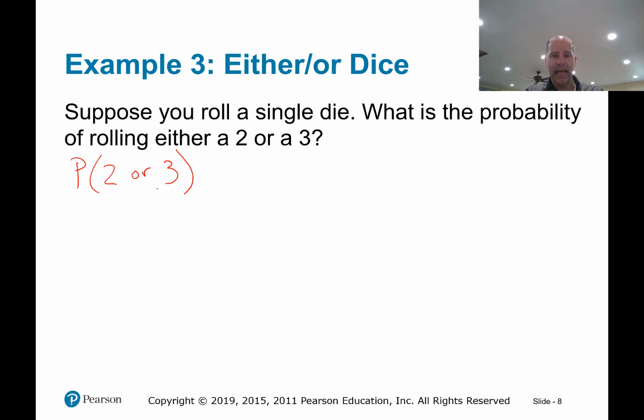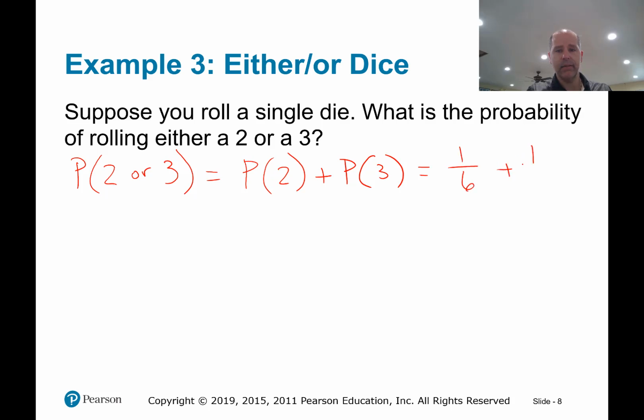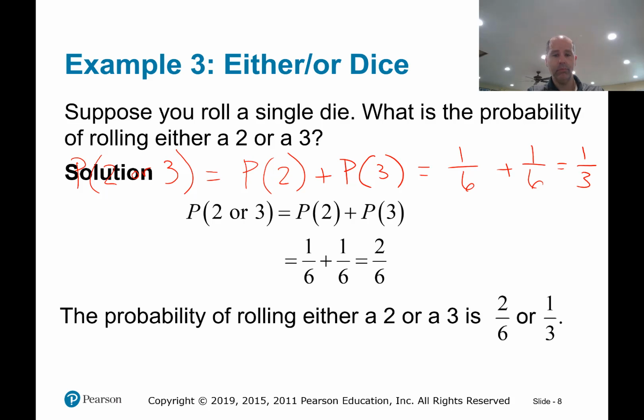If they cannot happen at the same time, then they are mutually exclusive, and we can use the simplified addition rule. And so it's just the probability of getting a 2 plus the probability of getting a 3. And of course, each one of those is a 1/6. And so the probability is 2/6 or 1/3. And that's it. Not bad.